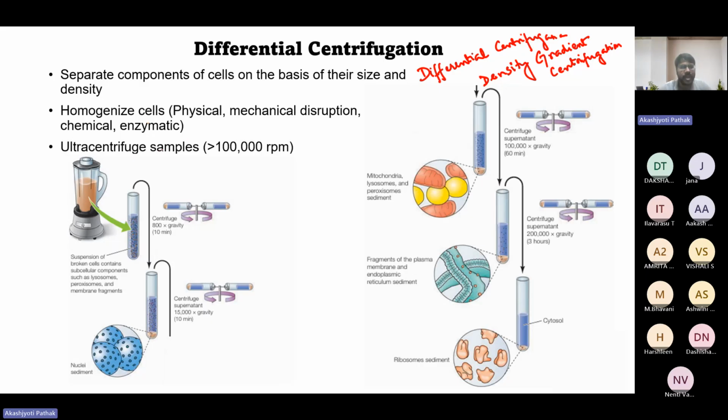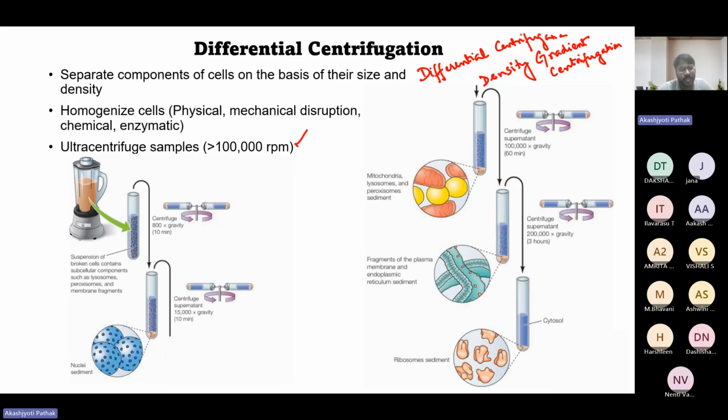The cells are centrifuged. Ultracentrifuge means you have to go above 100,000 RPM. So look at this figure carefully. First you have homogenized the cell, and once you have homogenized the cell, you have a cell suspension. Now in this cell suspension, there are different cellular components. What happens if you centrifuge this cellular suspension at 800 G? There are two different units. If you have used a centrifuge in your laboratory, then you must know that there are two different units.